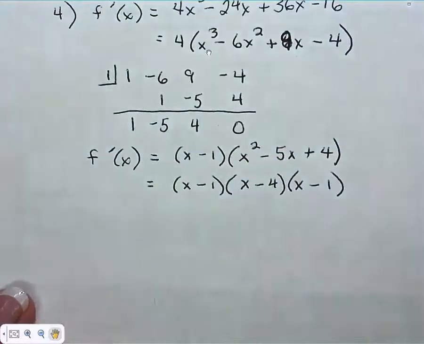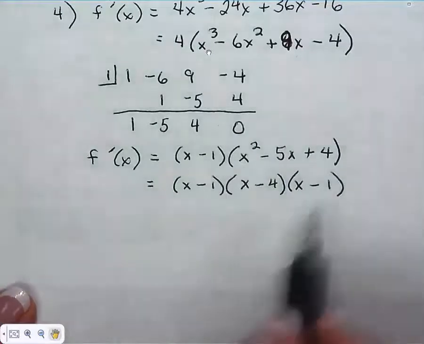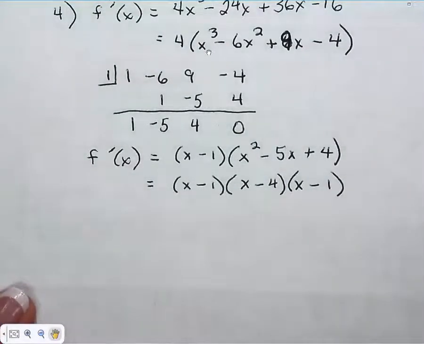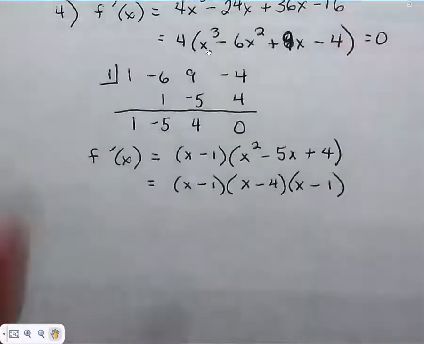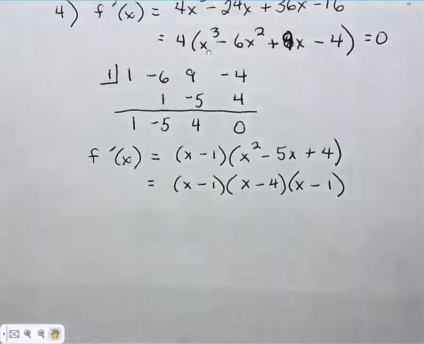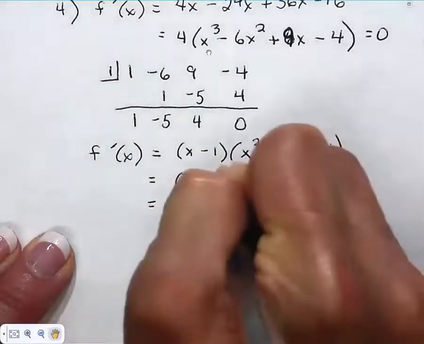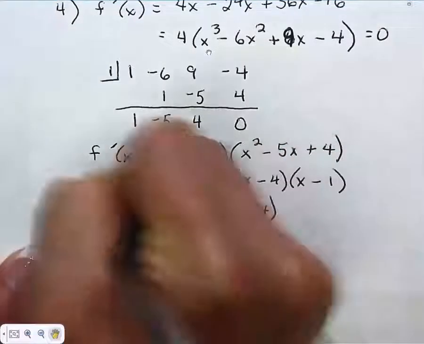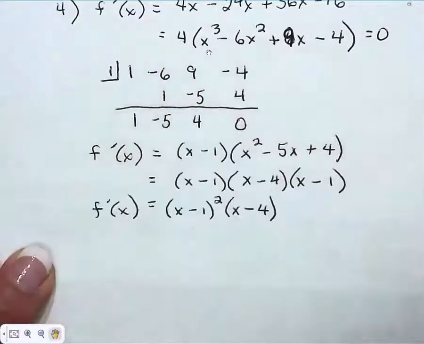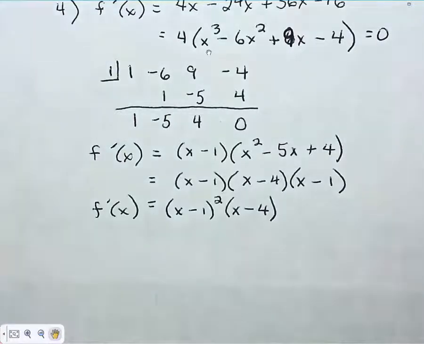Please check your factoring. I don't want you to make a mistake right here and the whole rest of the problem be wrong. Yes, sir. I could divide both sides by 4. When I set that equal to 0, I could either divide both sides by 4, or I could set 4 equal to 0 and say, well, that doesn't give me a solution. All right, so that derivative is x minus 1 squared times x minus 4. You don't have to write it that way. The previous line's fine too.